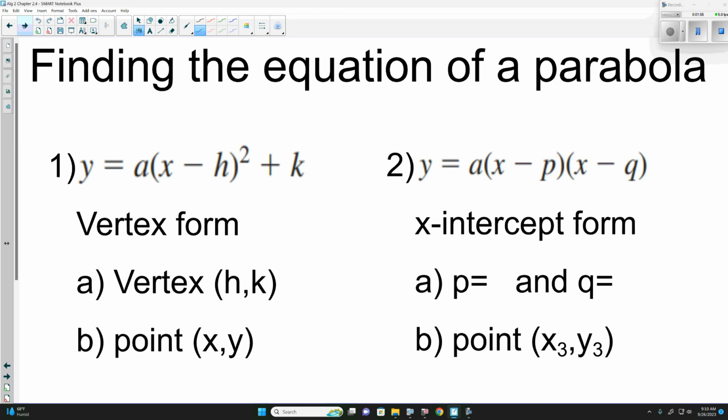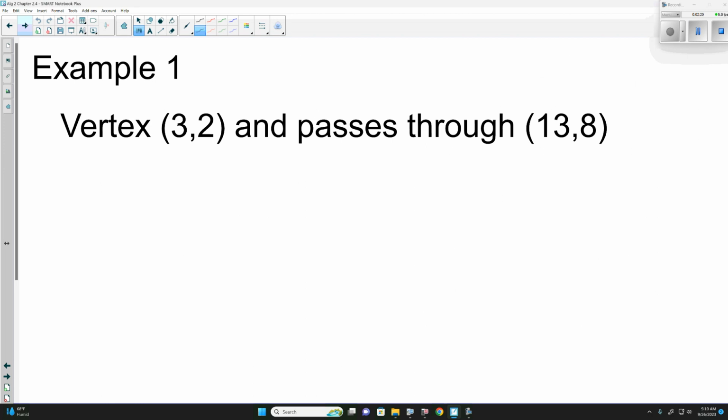If it's going to be in vertex form, they're going to give us a point and the vertex. If the equation is going to end up in x-intercept form, they're going to give us the x-intercepts either as 2 points, or they're going to tell us the x-intercepts are these two values, and then they will give us a third point. And that's it. We need to line up which one we will use and go from there.